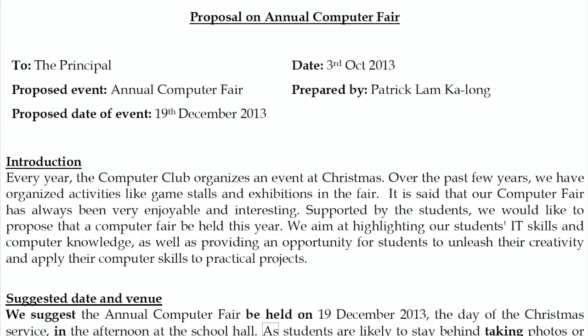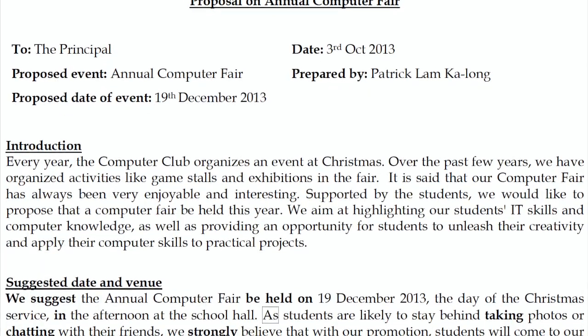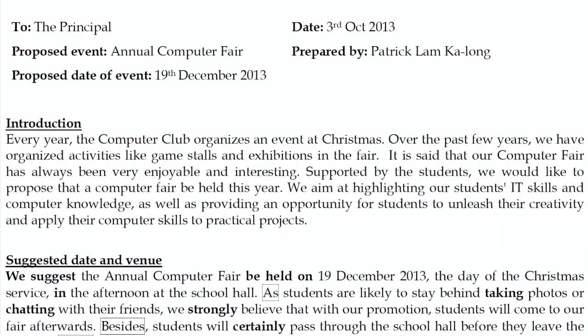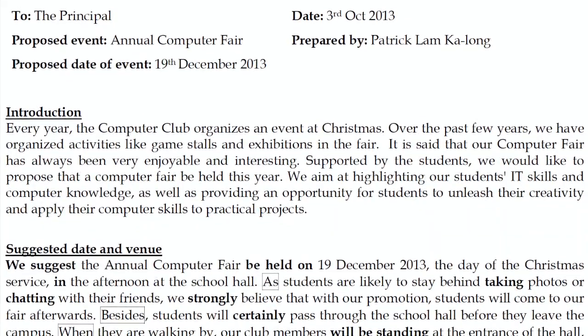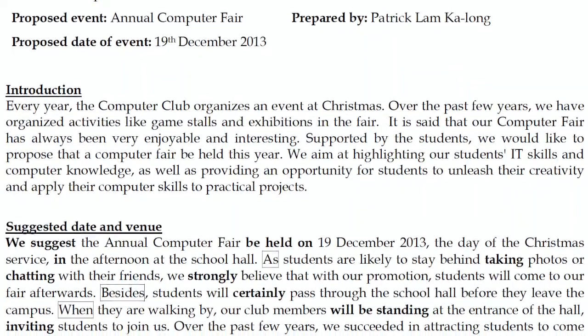Here is a sample of a proposal written by a student on the example just given. Please note that this is not the same as your writing task, so you won't be able to copy it. It's presented here just to give you some ideas.